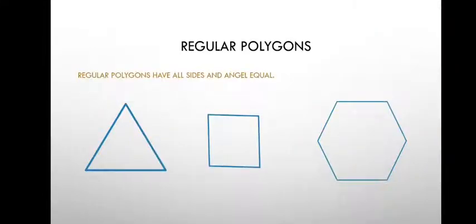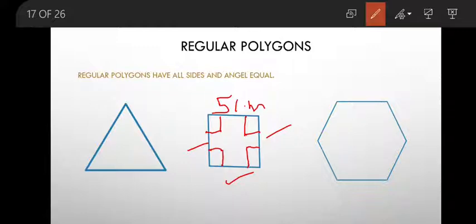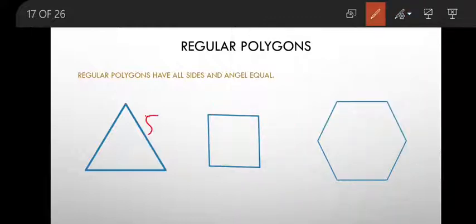Let's move forward. Regular polygon. What are regular polygons? Regular polygons have all sides and angles equal. What does it mean? If this side is 5 centimeters, then the remaining 3 sides will also be 5 centimeters. And if this angle is 90 degrees, then the remaining 3 angles will also be 90 degrees. This we call a regular polygon. If this side is 5 centimeters, this will also be 5 centimeters, and this will also be 5 centimeters. If this angle is 60 degrees, then the remaining two angles will also be 60 degrees. These are regular polygons. Okay.